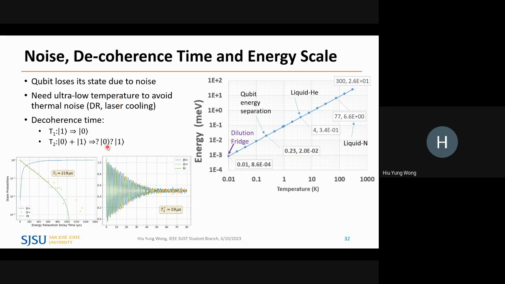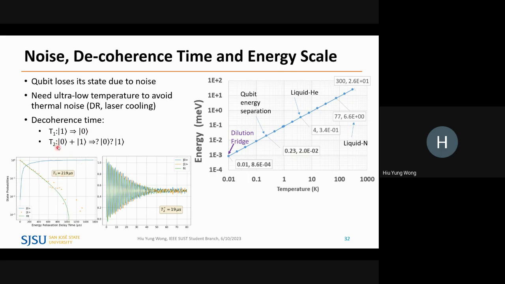And there are 2 types of decoherence times. You may flip the bit. This is T1, start from 1. Then it takes certain time. Maybe here, this is a superconducting qubit. This is a real one. It may take 290 microseconds to flip. Then you lose all the information.